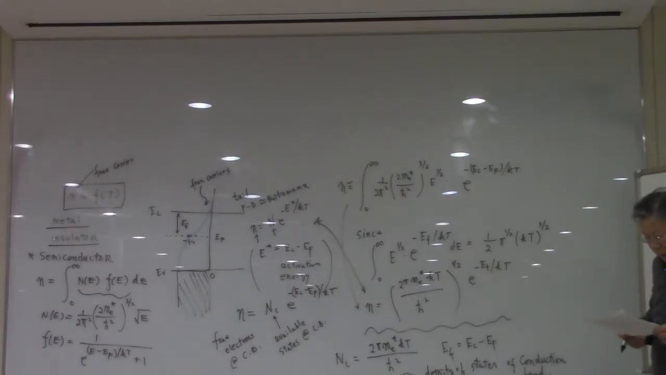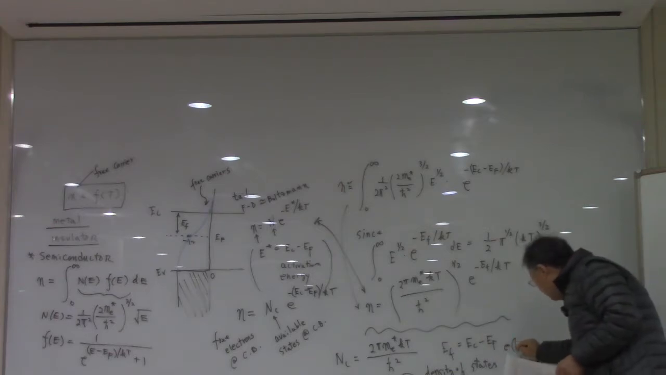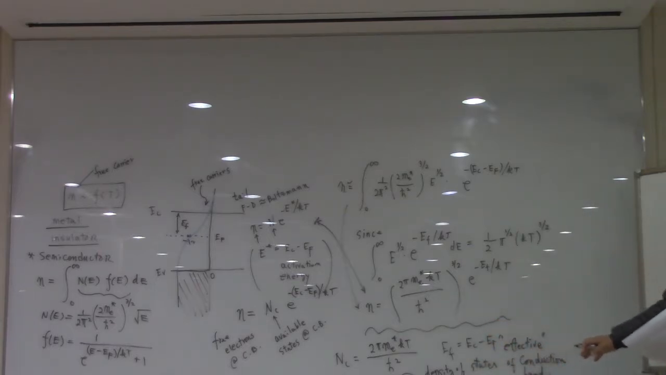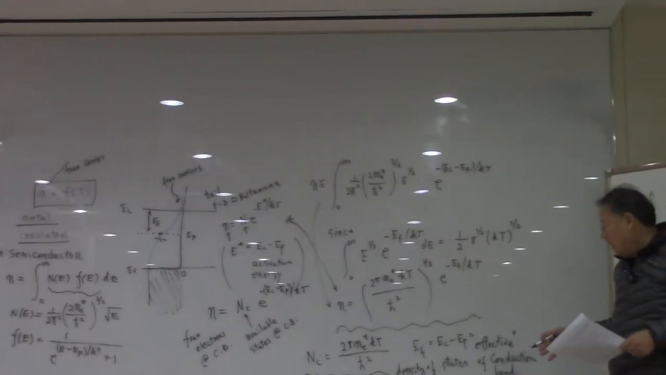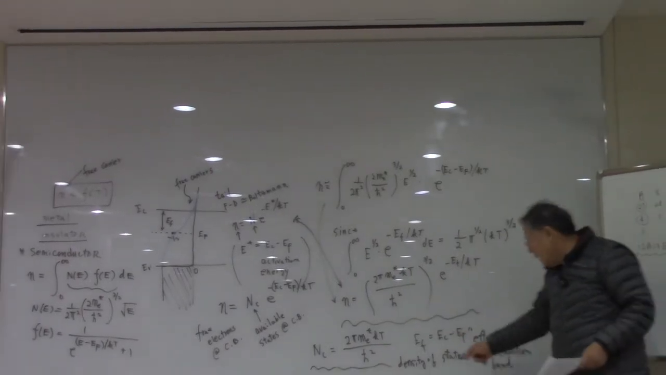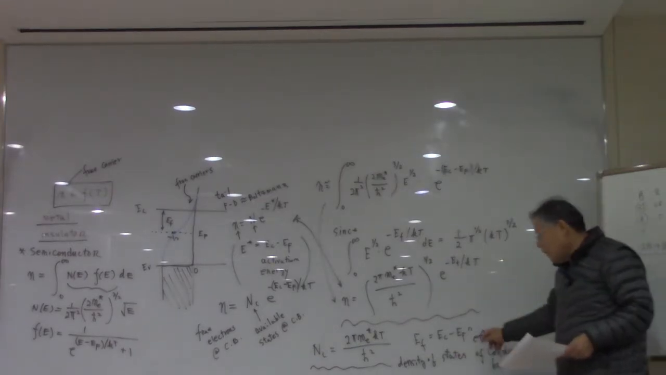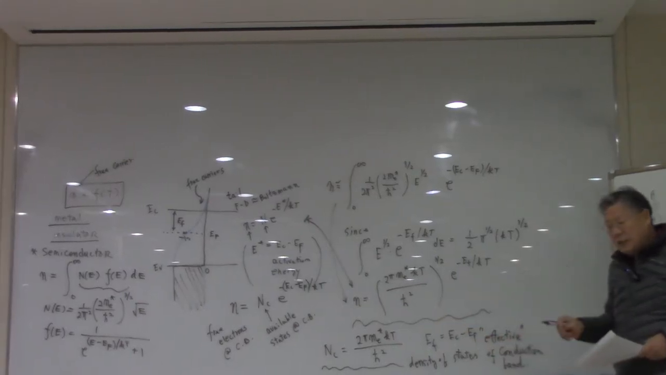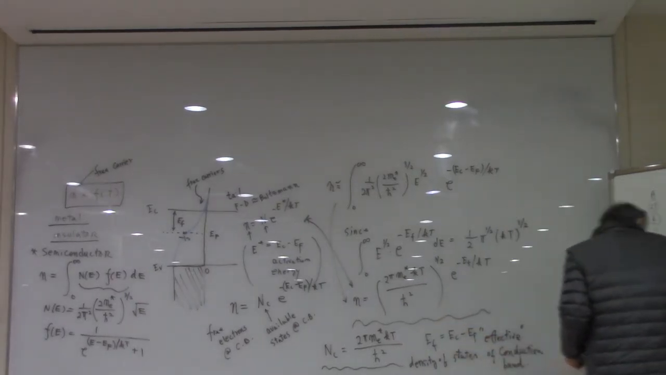Okay? And we can do the same thing for the holes. Let's say that is effective. It means it's not really a density of states that we can calculate, but it can be regarded as the density of states of a conduction band. And in that sense, we just call this effective density of states of a conduction band.